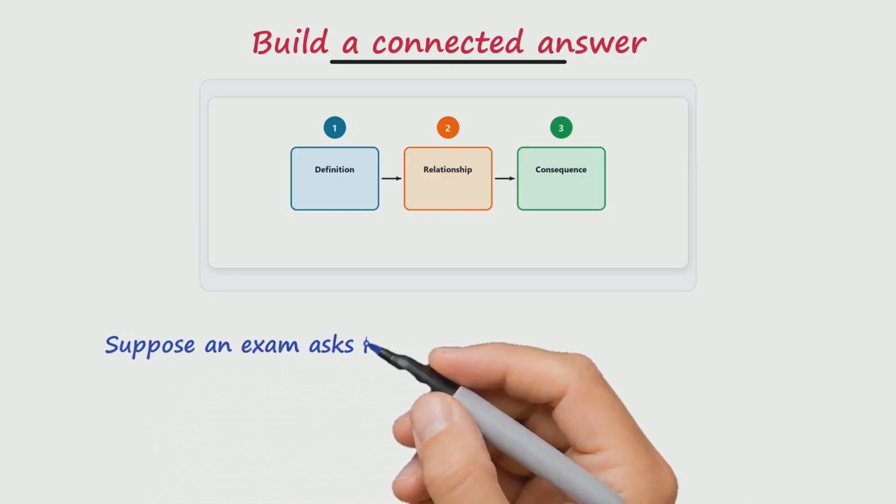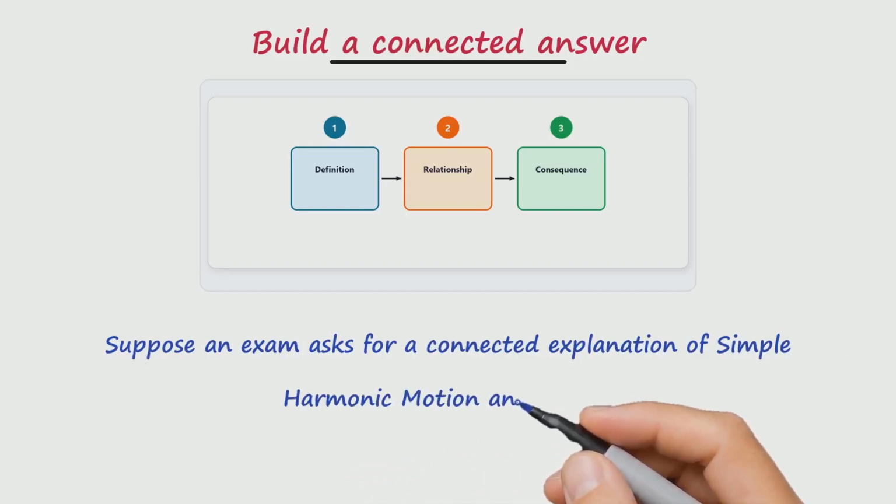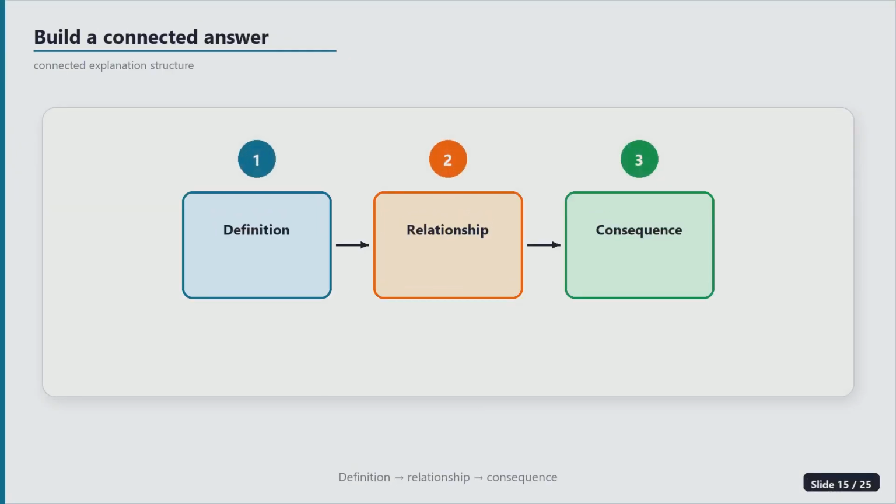Suppose an exam asks for a connected explanation of simple harmonic motion and waves. Build the answer as a chain: define the idea, state the relationship, then name the consequence. Examiners look for that connected thread, not isolated facts.